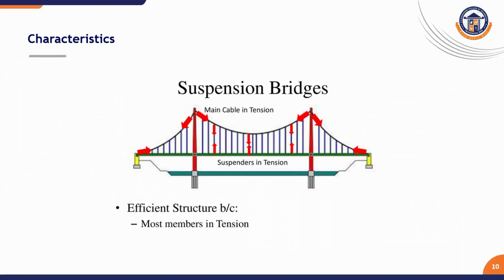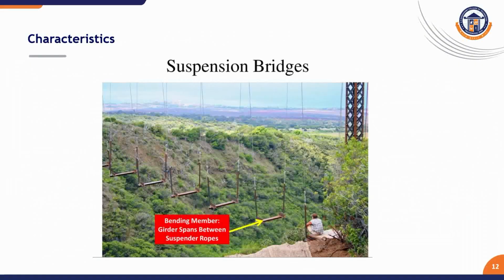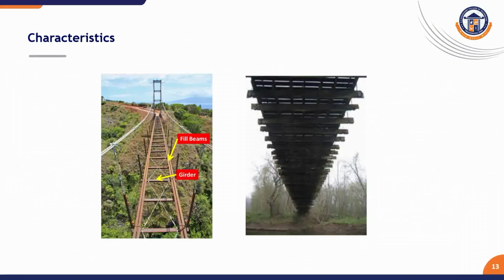Here we can see the main cable is a tension member, whereas the suspenders are also tension members. But in a few cases, the members will be in compression, and in a few cases the members will be in bending. So this is an example of the bending characteristics. Here the girder spans between the suspender ropes will tend to bend because of the loads acting on the suspension bridges. You can see in this diagram the floor beams as well as the girders will be carrying the bending.